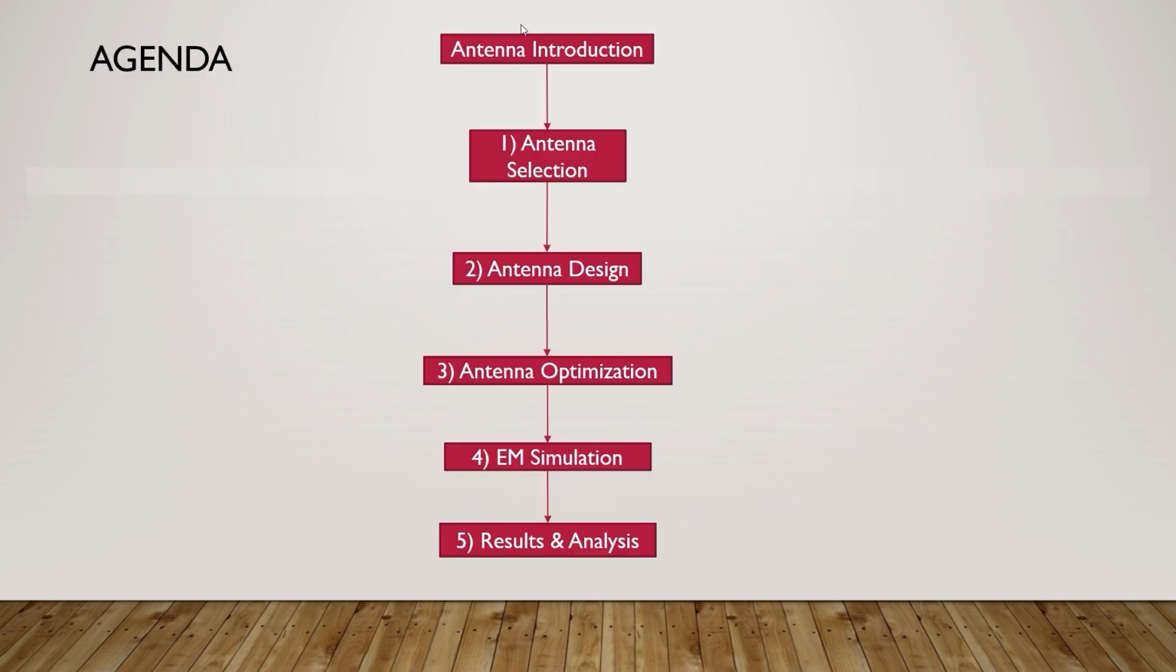This is a 4-part tutorial. In tutorial 19, we will cover antenna introduction. In tutorial 20, we will cover antenna selection, design and optimization part 1. In tutorial 21, we will cover antenna optimization part 2. In the last tutorial, tutorial 22, we will cover antenna optimization part 3, antenna EM simulation and results and analysis. Let's continue with tutorial 21.